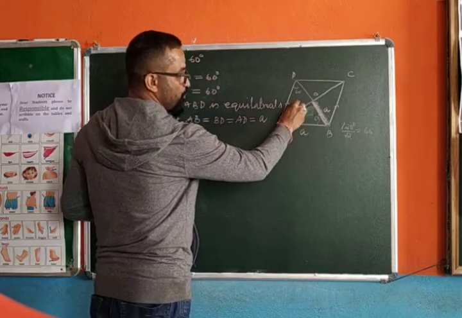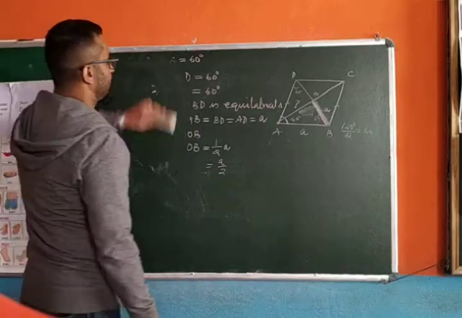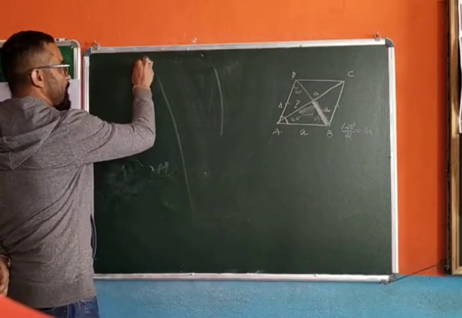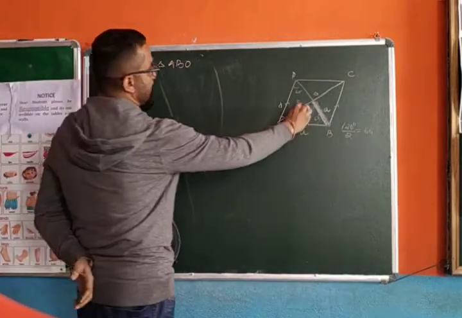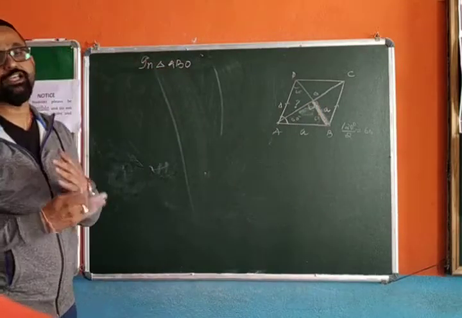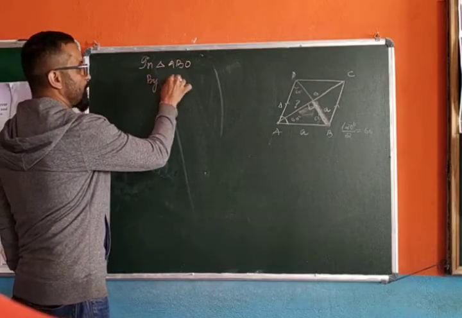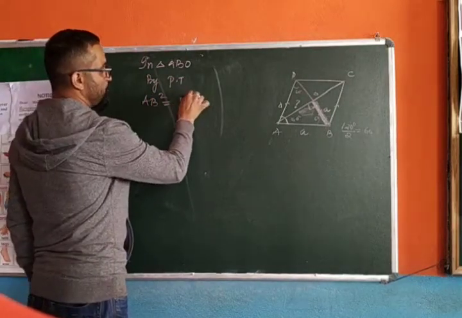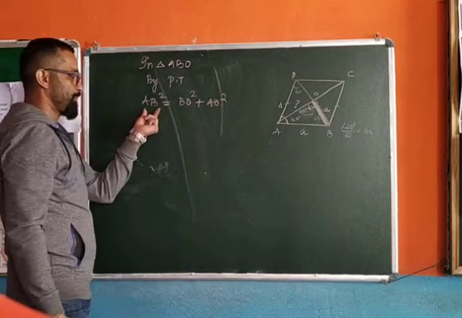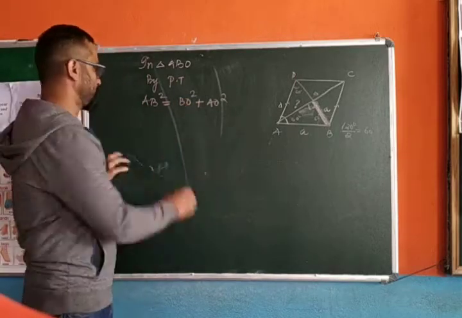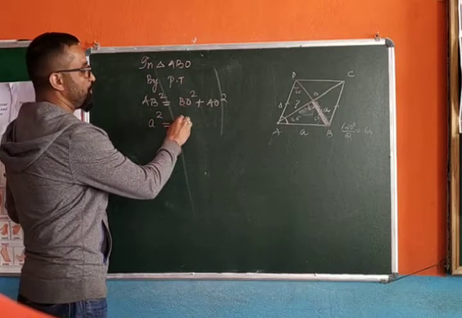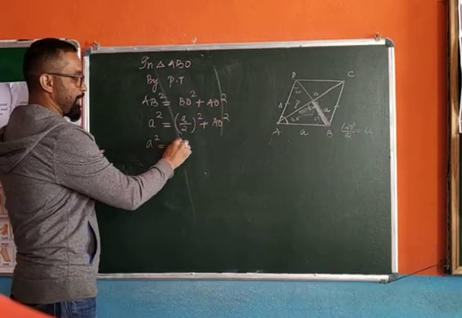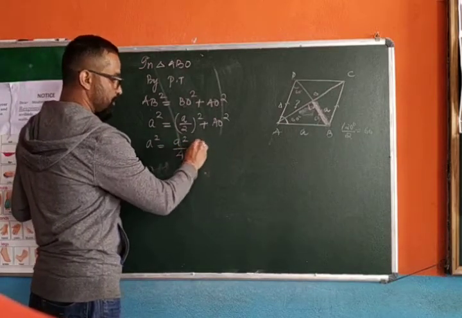We got A. We do not know AO. So we use the Pythagoras theorem to calculate the length AO. In triangle ABO, it is a right angle triangle because diagonals of a rhombus intersect each other at right angle. By Pythagoras theorem, square of hypotenuse AB square is equal to BO square plus AO square. Hypotenuse square is equal to sum of squares of the other sides. It is A square equal to BO, which is A divided by 2, squared, plus AO square. AO is unknown.